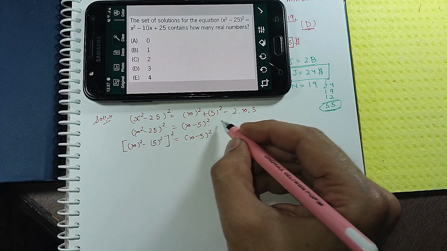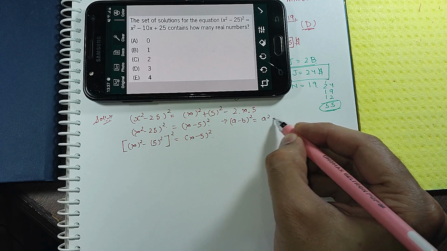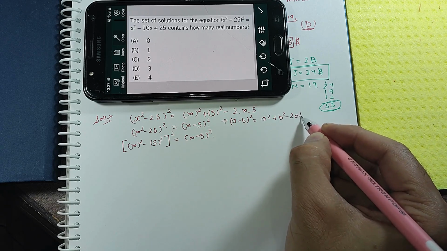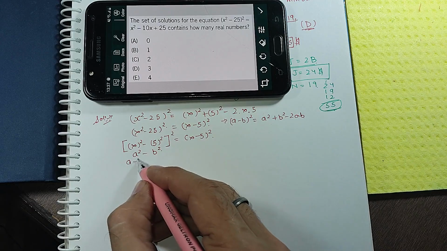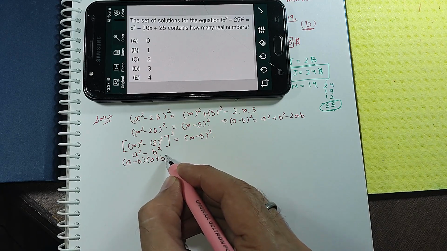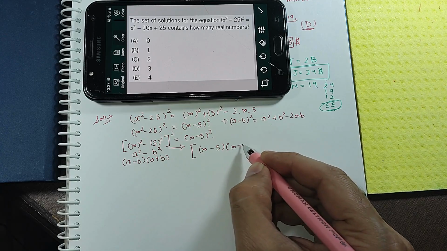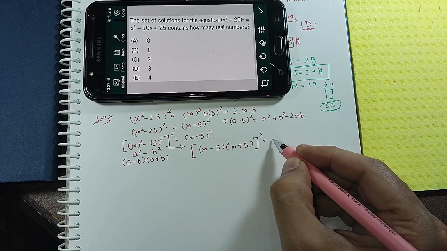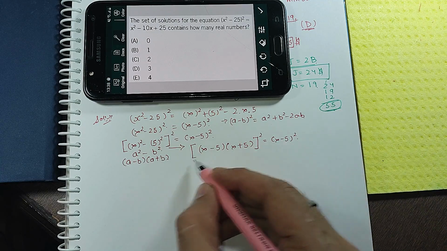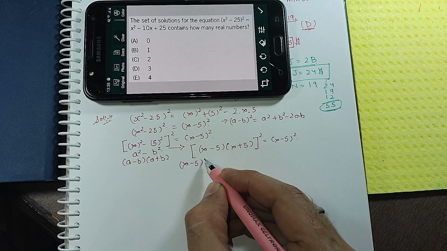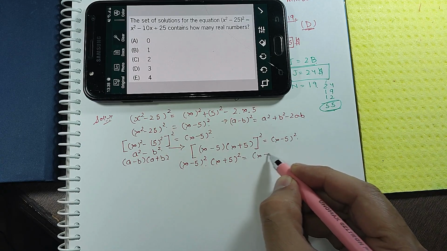Now here I have used the formula (a − b) whole square is equal to a² + b² − 2ab. Here now it becomes a² − b², so it will be equal to (a − b)(a + b). So this will become (x − 5)(x + 5) whole square equal to (x − 5) whole square. So opening the brackets, it will be (x − 5) whole square multiplied by (x + 5) whole square equal to (x − 5) whole square.